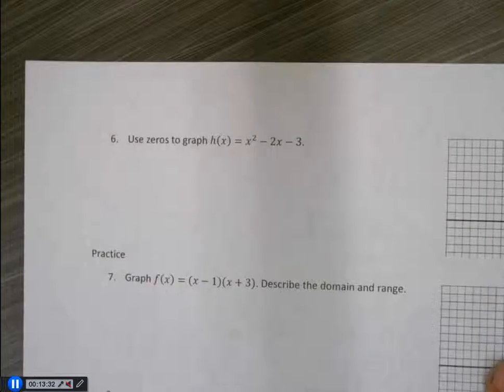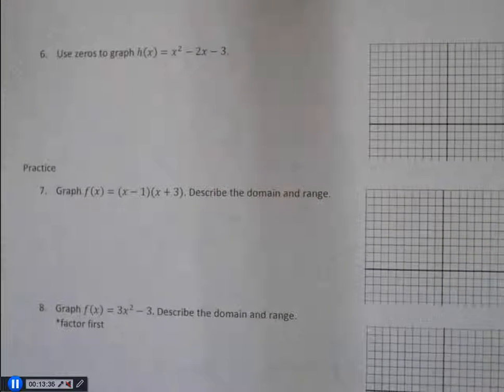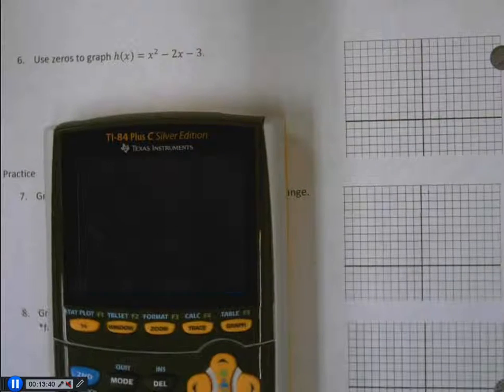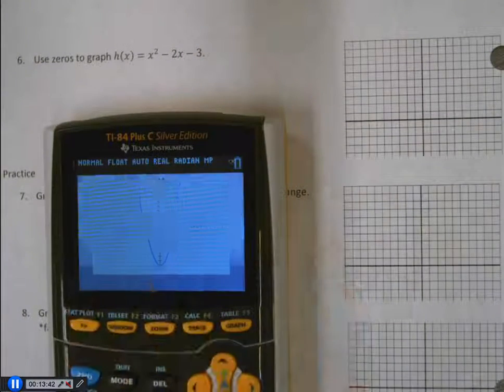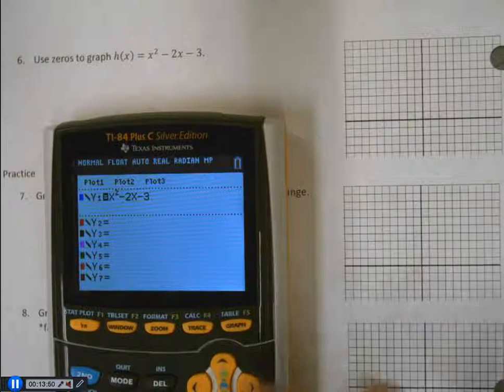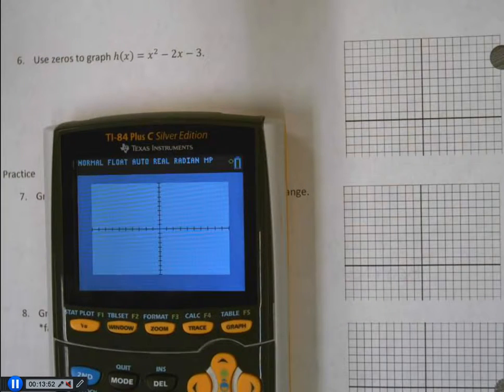So it wants me to use zeros to graph this. Even though it says use zeros, I can still type this onto the calculator. So I'm going to go to y. Oh, I need to turn my calculator on. I'm going to go back to y equals, and then I'm going to type in my equation. So I have x squared minus 2x minus 3. And I want to go and graph that.